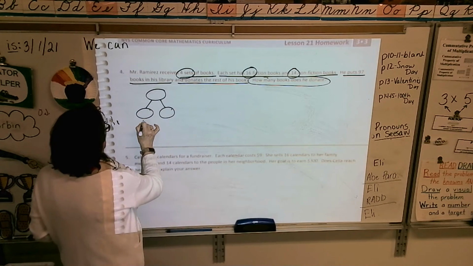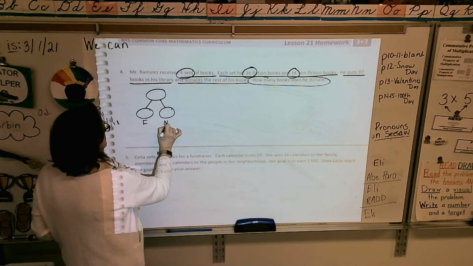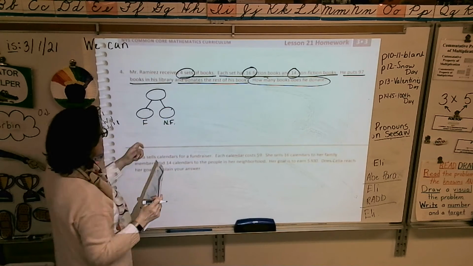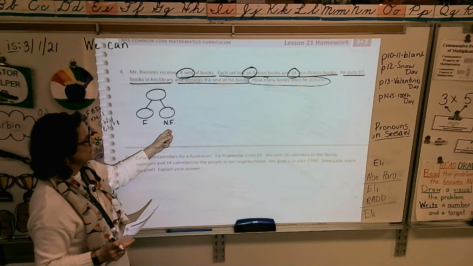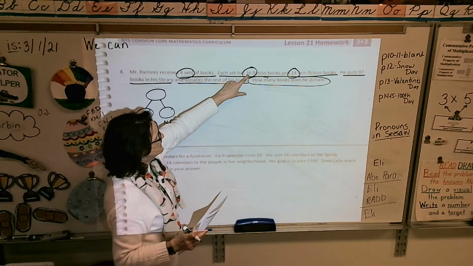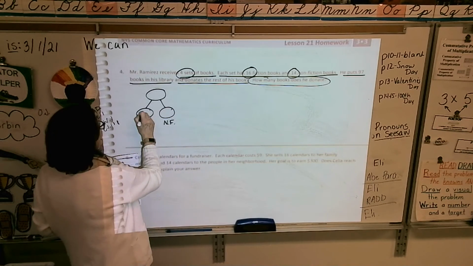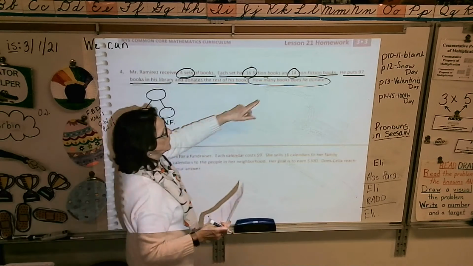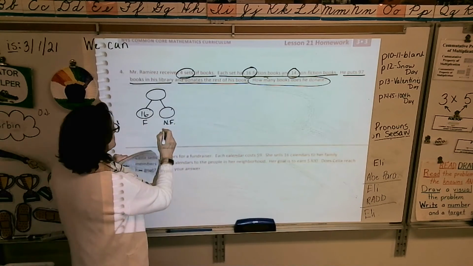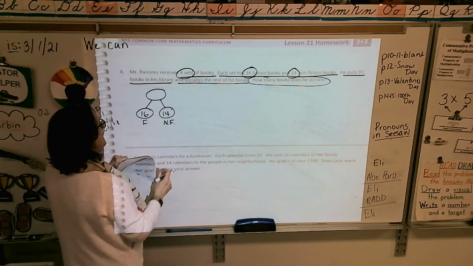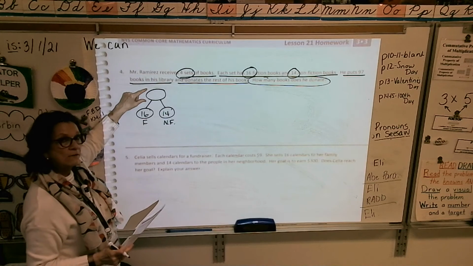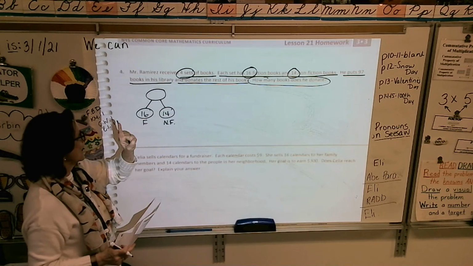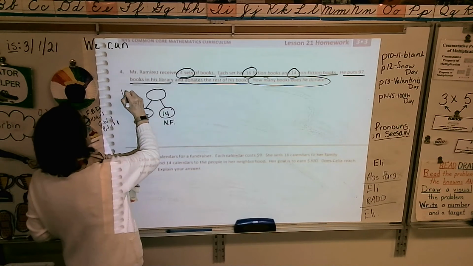So we have fiction books and we have nonfiction. So I'm going to write F for fiction and F for nonfiction. We're going to use our knowns. 16 represents the fiction book, so I can put that in my number bond here. 14 represents the nonfiction book, so I can put that in my number bond here. And then I need a number sentence to figure out the total number of books in one set. I'm even going to write here, one set of books.